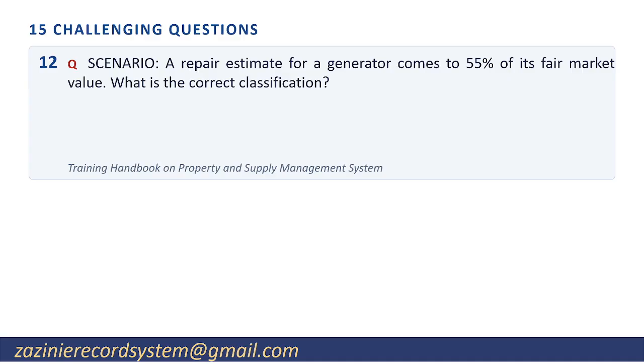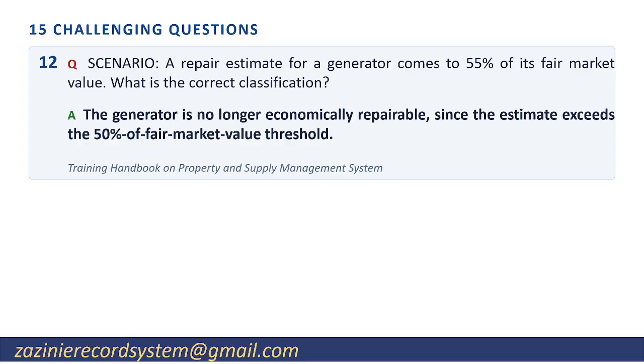15 challenging questions. Number 12. Q. Scenario. A repair estimate for a generator comes to 55% of its fair market value. What is the correct classification? The generator is no longer economically repairable, since the estimate exceeds the 50% of fair market value threshold. Next slide.